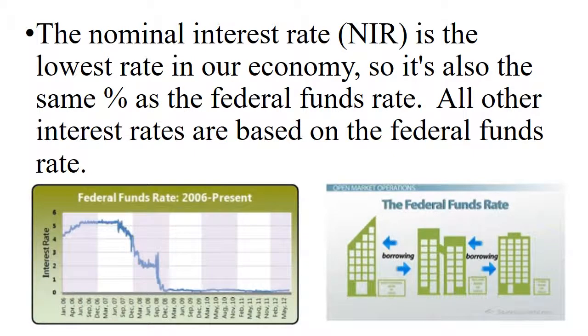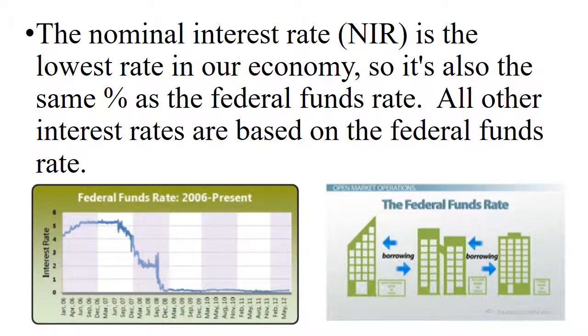What's interesting is that the nominal interest rate, which is shortened to NIR, that is the official abbreviation for nominal interest rate, it is the lowest interest rate in our economy. And we know that the lowest interest rate in the economy is the federal funds rate. So the nominal interest rate and the federal funds rate are sometimes used interchangeably. So sometimes people talk about the money market, the price of money, in terms of what it would be in the federal funds rate. And all other interest rates are stacked above this.